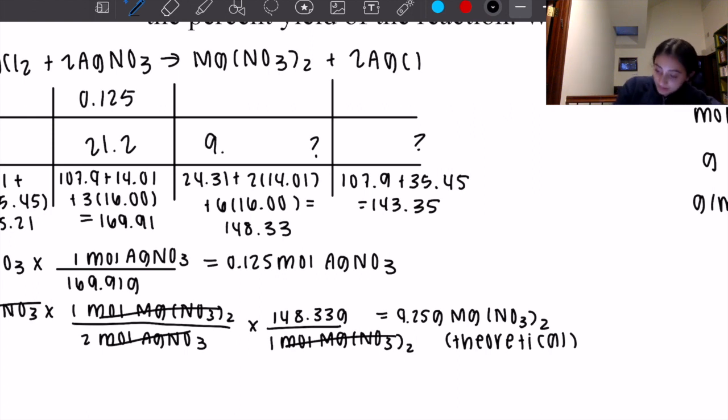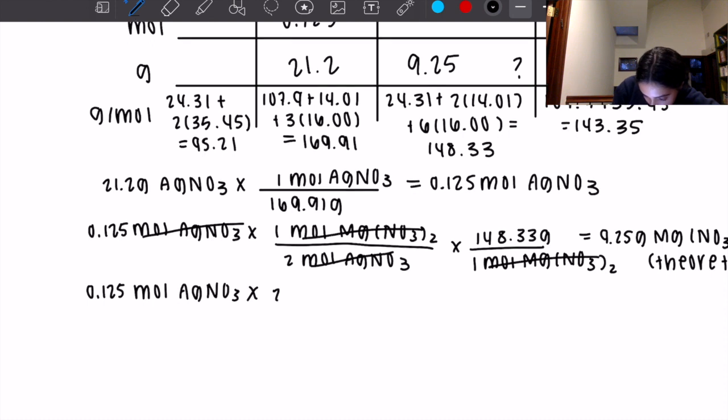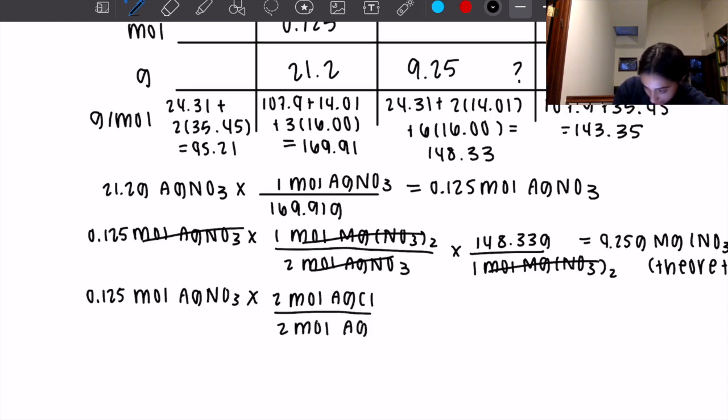So I'm going to use the starting moles AgNO3, just like in the last problem, and I'm going to do the same process. So I have 2 moles of AgCl per 2 mole of AgNO3. So you could stop here and write moles and then multiply that by molar mass to get mass. I'm just going to keep going.